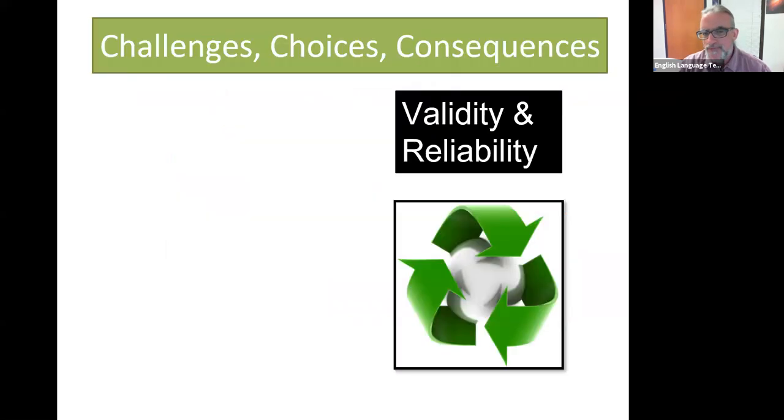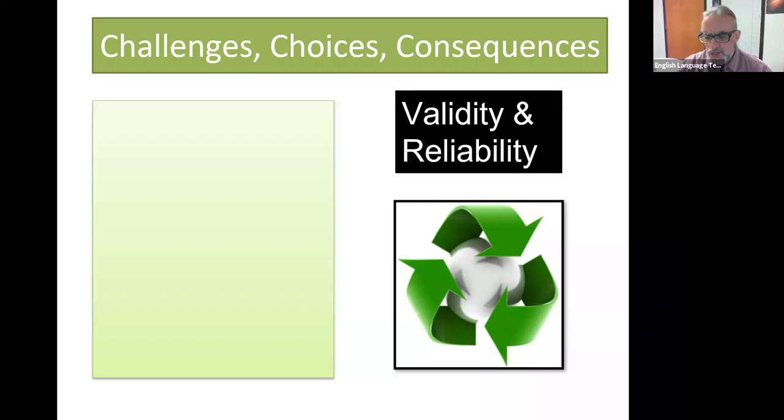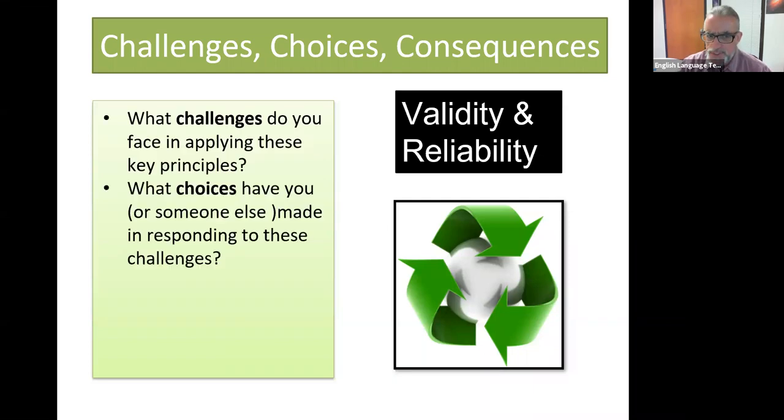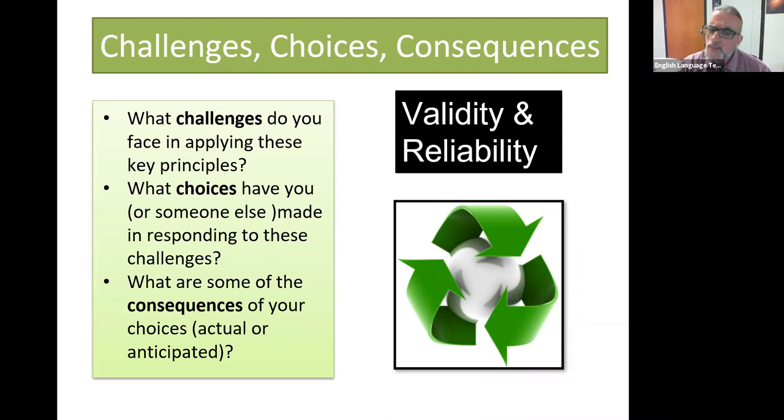So those two issues of validity and reliability. And I kind of like this general idea about challenges, choices and consequences. So I was asking people to consider in your context, what challenge do you face in applying these principles? What choices do you make, or what choices have other people made dealing with validity and reliability? And what are some of the consequences of the choices that you made? So maybe we can spend a few minutes discussing those things after we deal with Perry's question.